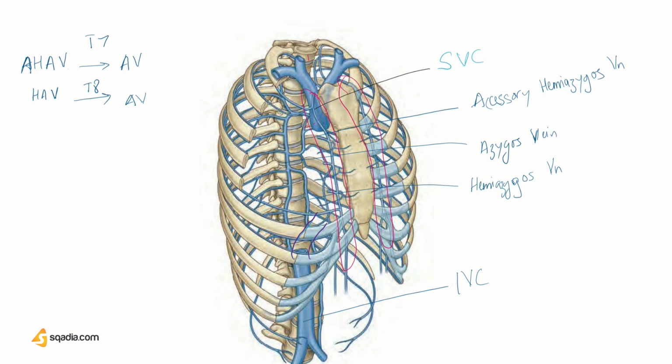The superior vena cava divides into the left brachiocephalic vein right over here and the right brachiocephalic vein. So let's write that down for you guys. SVC divides into left and right brachiocephalic veins. Okay? And from the right brachiocephalic vein, we can see that it is dividing into the internal thoracic vein.